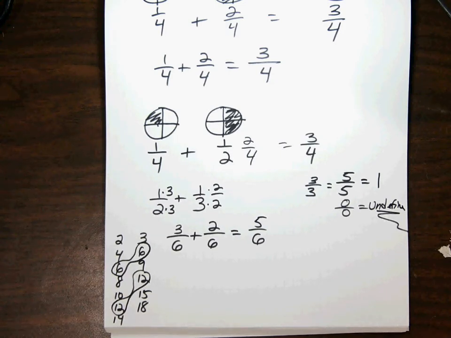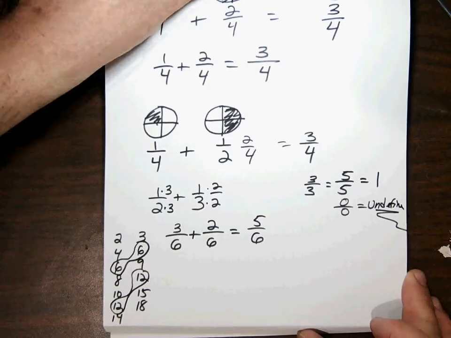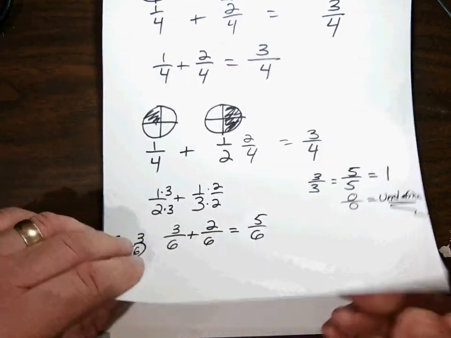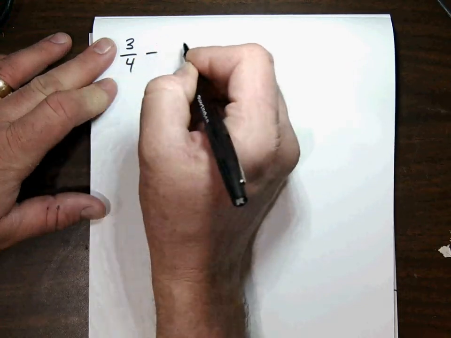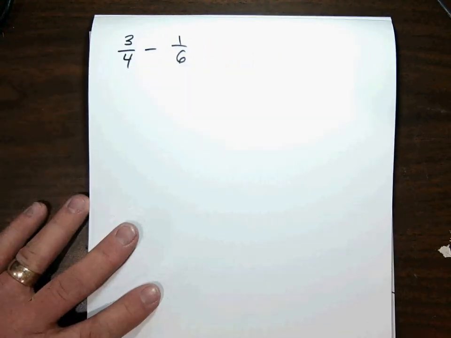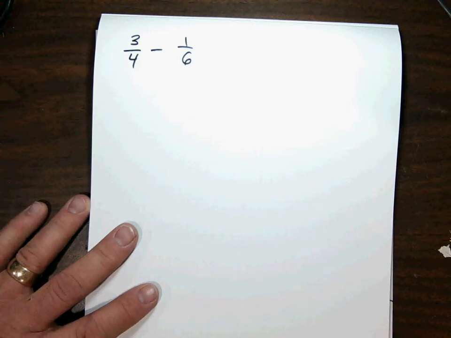Alright, let's do another one. Let's do a subtraction this time. How about 3/4 minus 1/6? Step number 1, identify that common denominator.